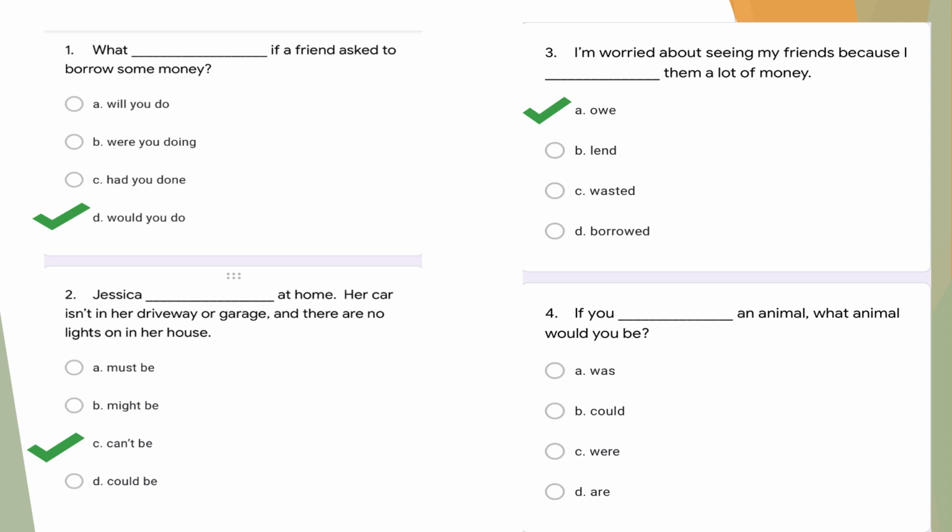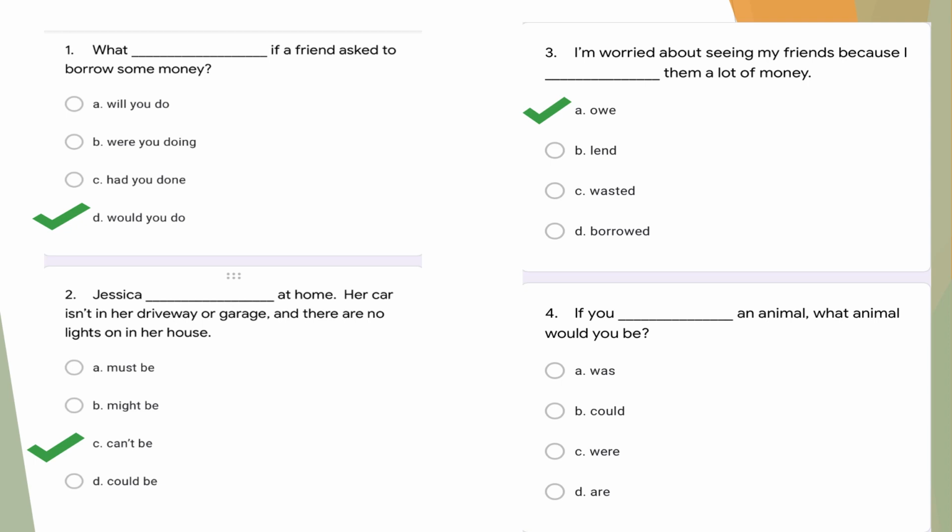I lent them. C, wasted, because I wasted them a lot of money. No, that doesn't work. You don't use wasted and a pronoun. You would say, I wasted my money. And then borrowed, because I borrowed them. No, if you're going to use borrowed, you would have to say, I borrowed from them. So grammatically, D is the only one that works.